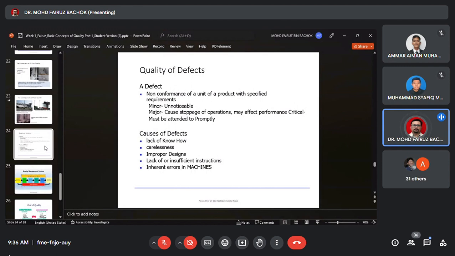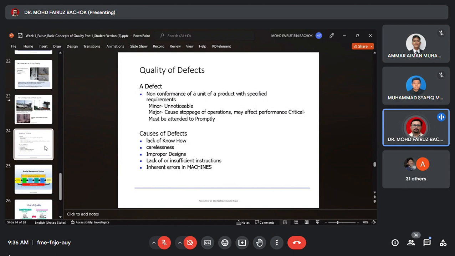Okay, lack of or insufficient instruction. You don't know the standard, the standard of the development, the standard of the construction. And inherent error in machines. Make sure that all the machines to be used in the construction area are well maintained, because the machine can also cause defects.